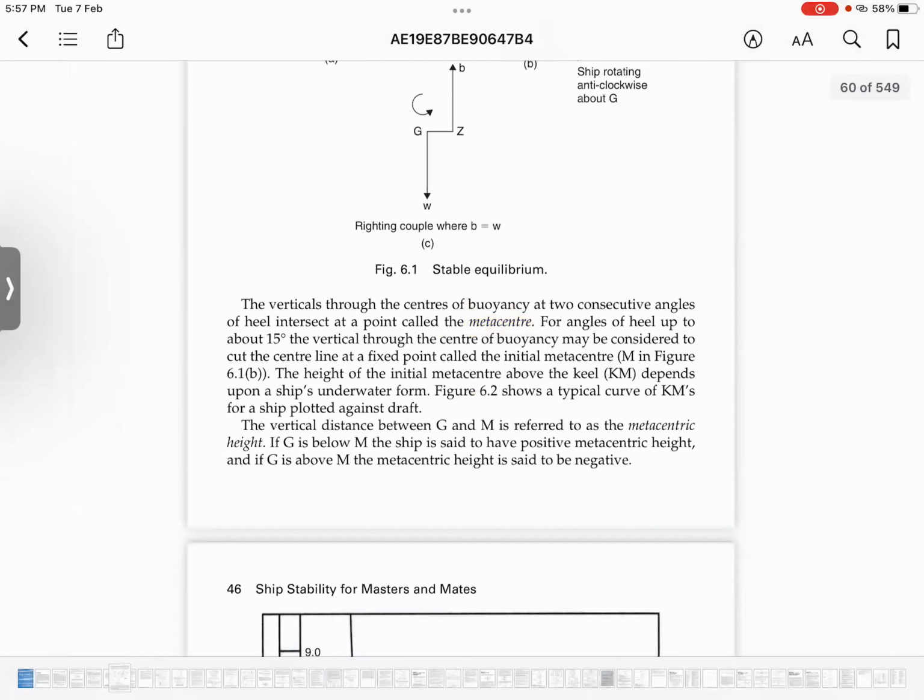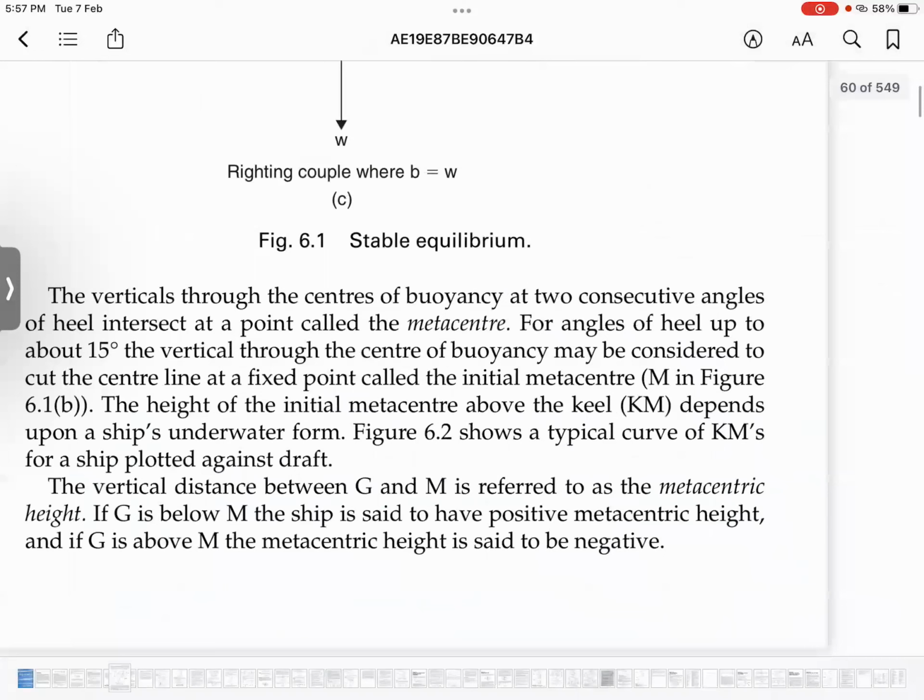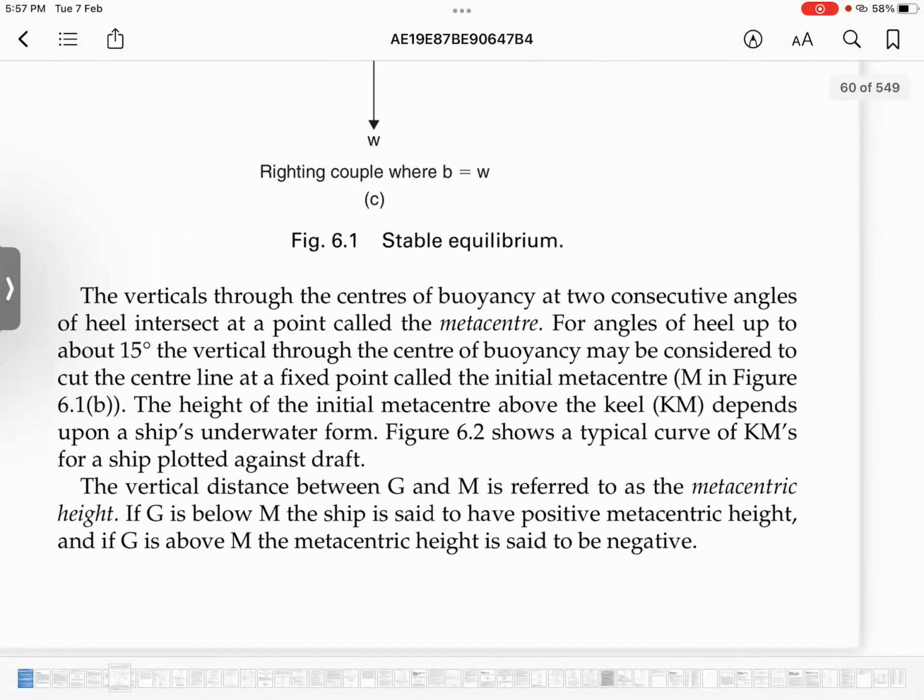See, definitions actually: the verticals through the center of buoyancy at two consecutive angles of heel intersect at a point called metacenter. If you want to define it, we get it from the metacentric diagram.